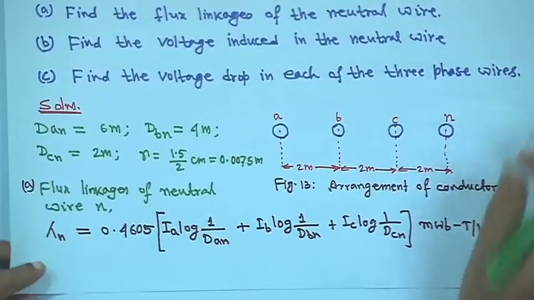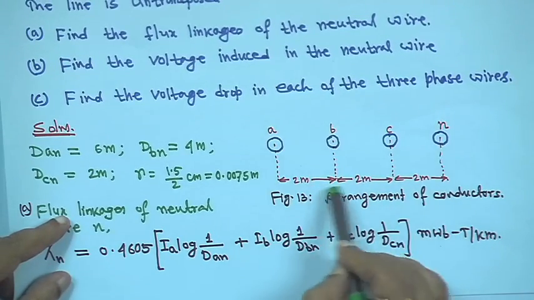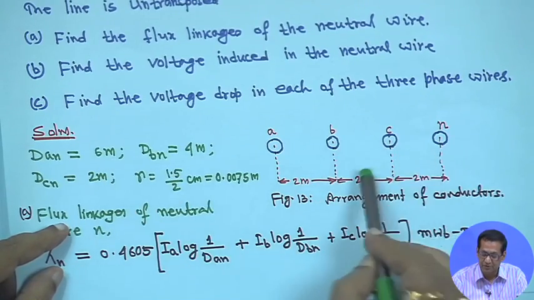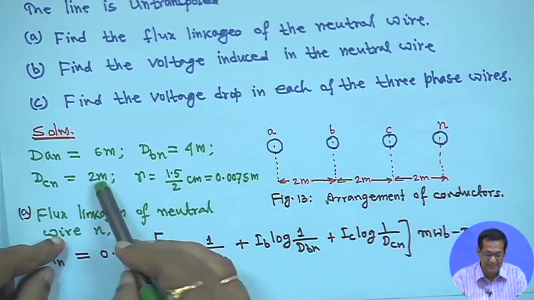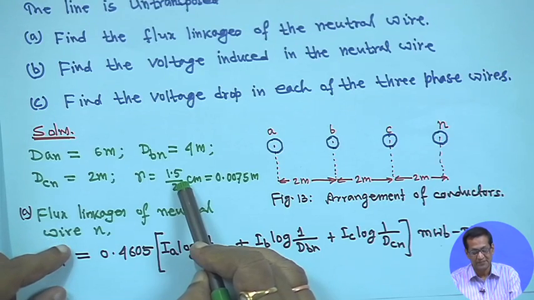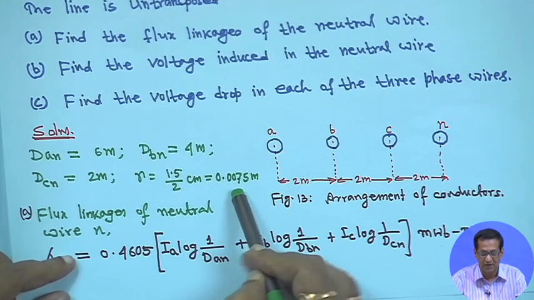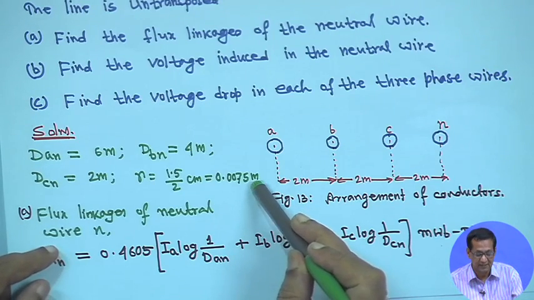Now, this calculation is very simple. D A to N is 2 plus 2 plus 2, so 6 meter; D B to N is 2 plus 2, so 4 meter; and D C to N is 2 meter. The diameter is given as 1.5 centimeter, so the radius r is equal to 1.5 by 2 centimeter, which is 0.0075 meter.